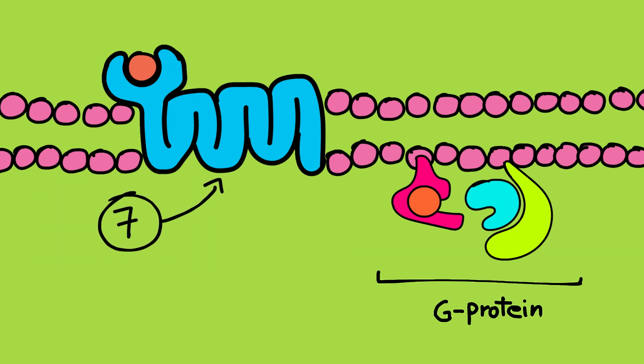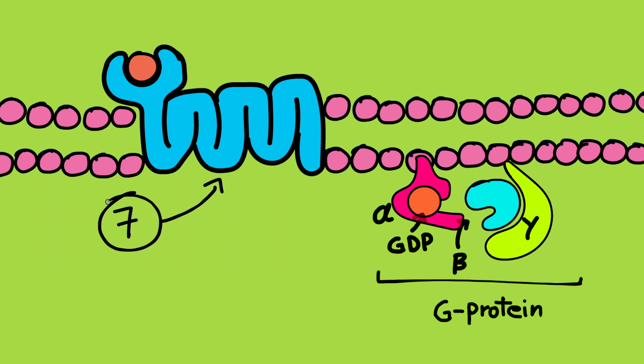And this right here is our G protein, which is made out of 3 subunits: alpha, beta, and gamma. And on the alpha subunit, there's a GDP molecule attached to it. And if you look more closely, you can see that it's only the alpha and gamma subunits which are attached to the inner leaflet of the lipid bilayer, and the beta subunit is just hanging onto the gamma subunit.